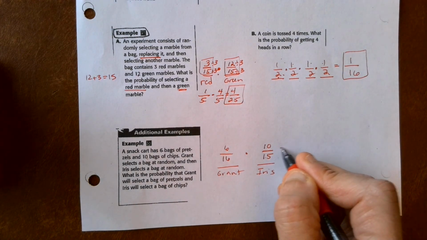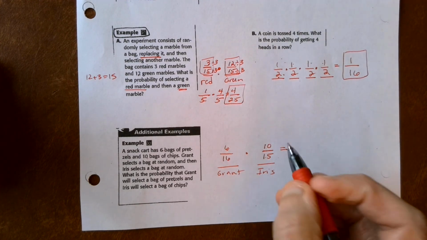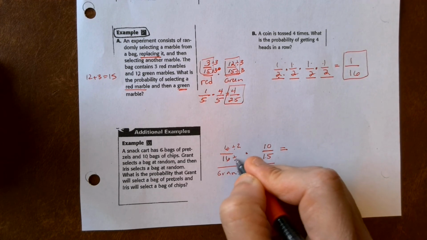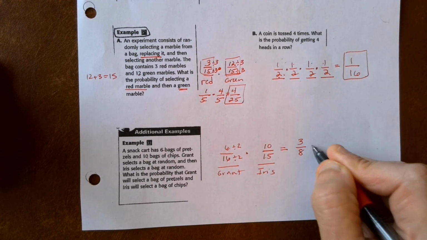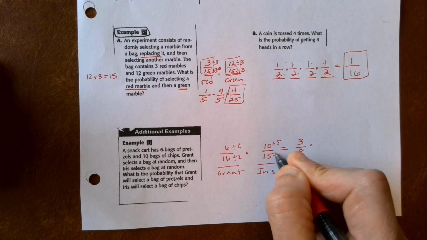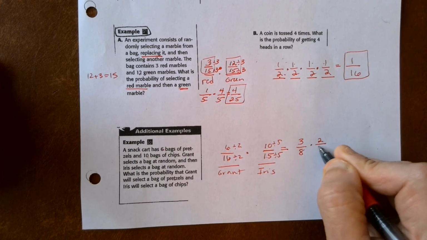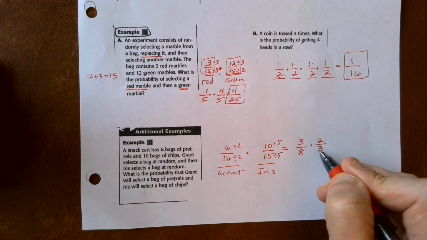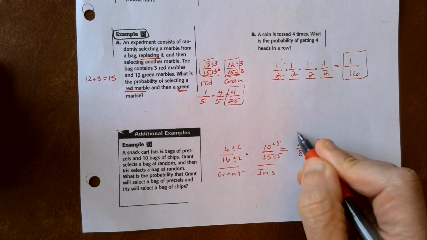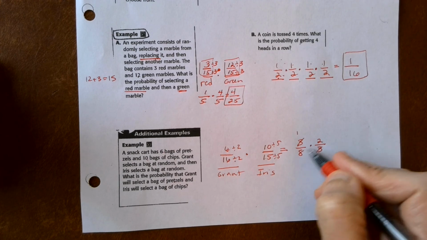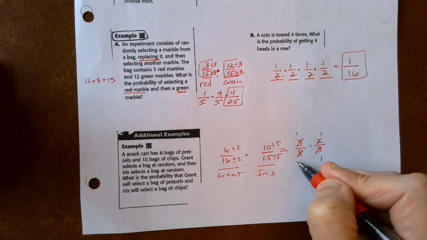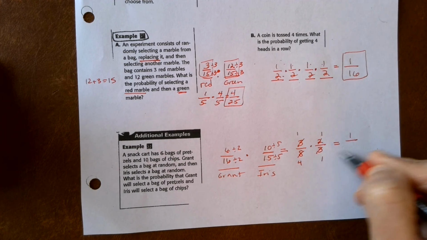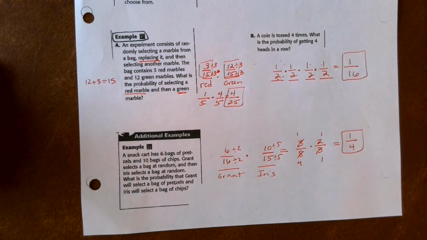And so let's cross cancel and reduce. First, let's simplify them. Divide them by 2. Get 3/8. Divide by 5. Get 2/3. Can we still cross cancel? Yes, we can. 3 over 3 is 1 and 1. 2 and 8, divide them each by 2, and you get 1 over 4. I am left with 1 times 1, which is 1, and 4 times 1, which is 4.